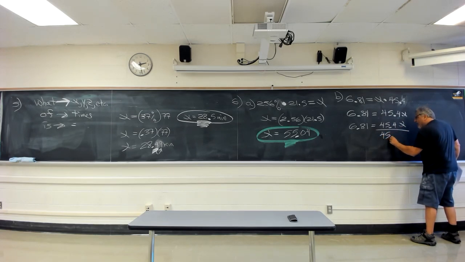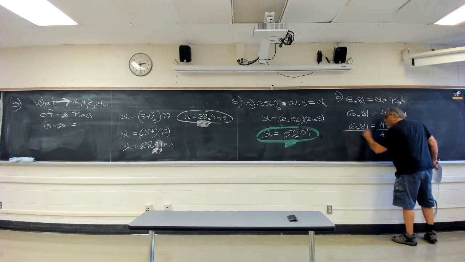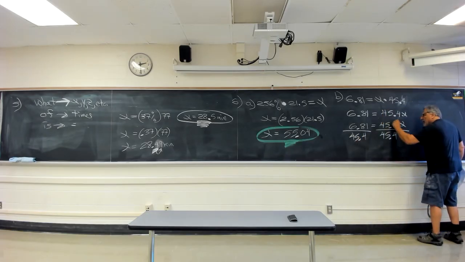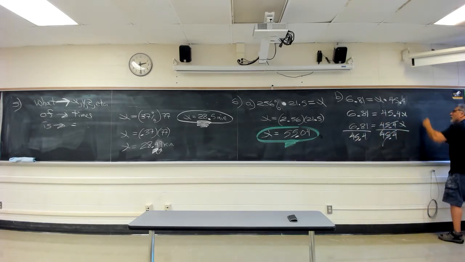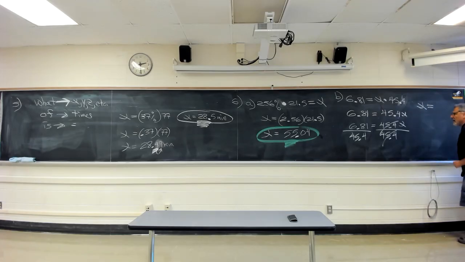Divide by 45.4 on each side. X is going to be this. Now, this is a proportion. It's going to be a decimal. It's not a percent, but you can convert it to percent the way we know how to convert to a percent.